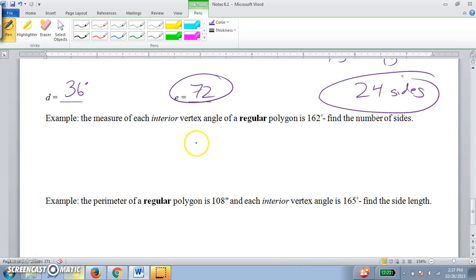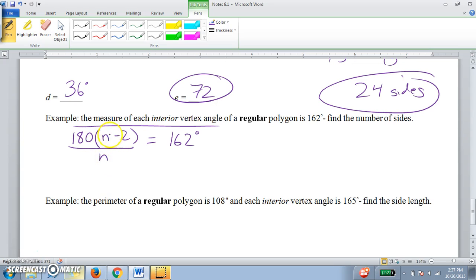All right, the measure of each interior vertex angle of a regular polygon is 162. The formula that we had for the measure of each interior angle for a regular polygon was this. Take the number of sides minus 2 times 180 and then divide by the number of sides. So this problem says when we do that, we get 162 degrees. So now how do we solve for n?